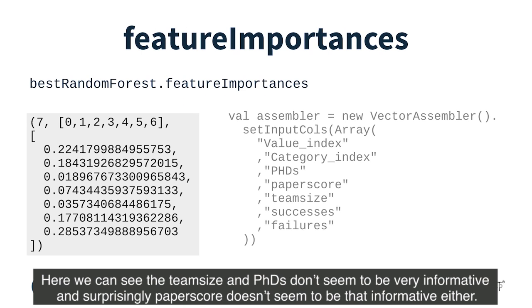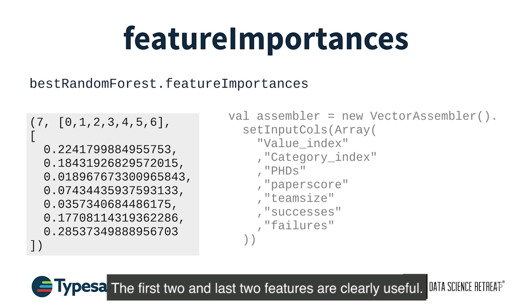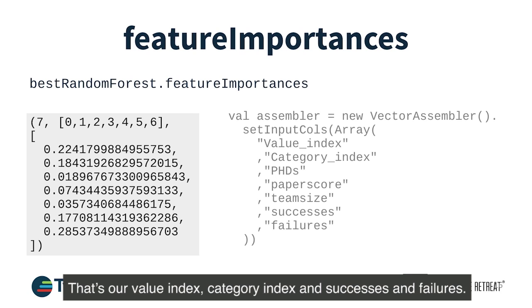Here we can see that team size and PhDs don't seem to be very informative, and surprisingly, paper score doesn't seem to be that informative either. The first two and last two features are clearly useful. That's our value index, category index, and successes and failures.